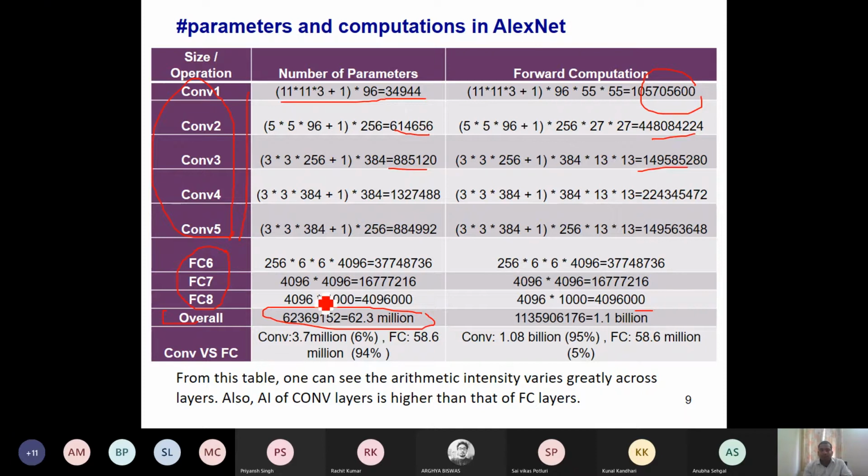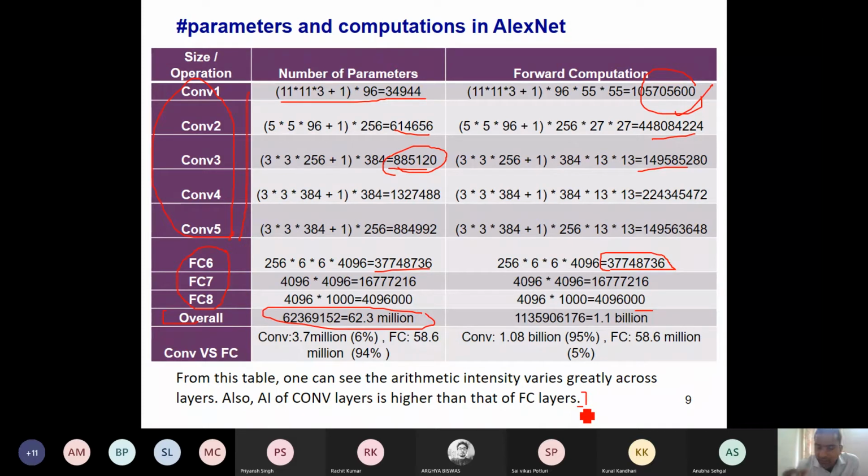One thing you can say is that in the convolution layers, we are doing much more computation, but we have very few parameters. Whereas in the FC layers, on each parameter, we are doing just one computation. Here we are assuming there is no batching. So the first thing we can see is that the arithmetic intensity varies greatly across the layers. The AI of convolution layers is much higher than that of FC layers.